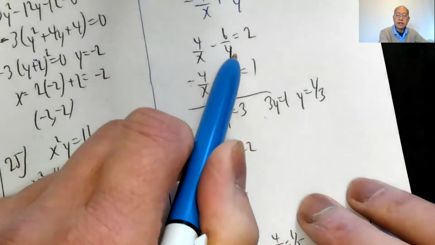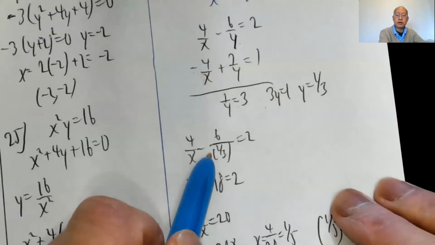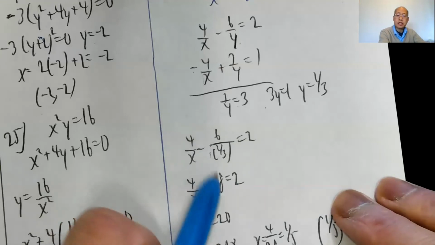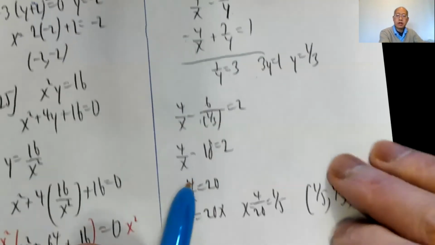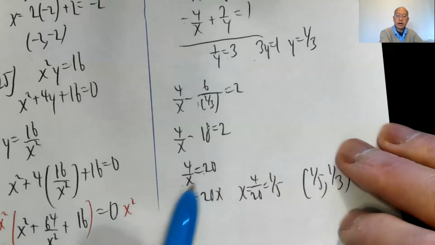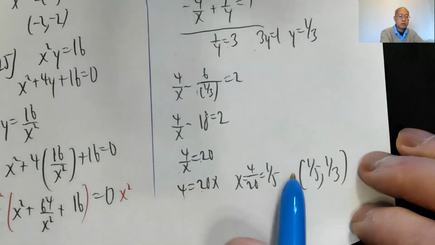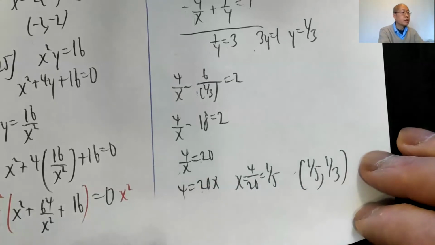Plug in 1/3 right there. 4 over x minus 6 over 1/3 is 2. Dividing by 1/3 is multiplying by 3. 6 times 3 is 18. Add 18. 4 over x is 20. Multiply by x. 4 equals 20x and divide by 20. X is 1/5. So 1/5, 1/3. All right, so these are some of the problems from section 5.4.